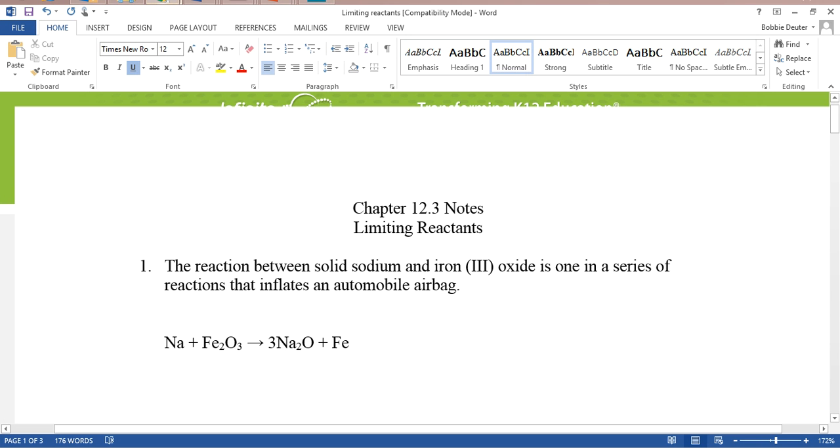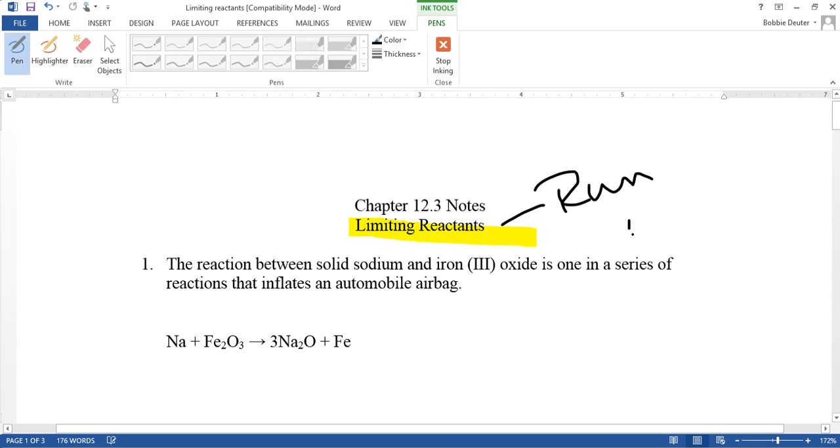Okay, today we're going to talk about limiting reactions. First off, this is no different than any other stoichiometry reaction. The only thing we're going to do is find out which one of the two reactants is going to limit the reaction that's going to happen. The limiting reactant is the one that's going to run out. It's the one you're going to be short on. We don't really want to have a reaction where we have that.